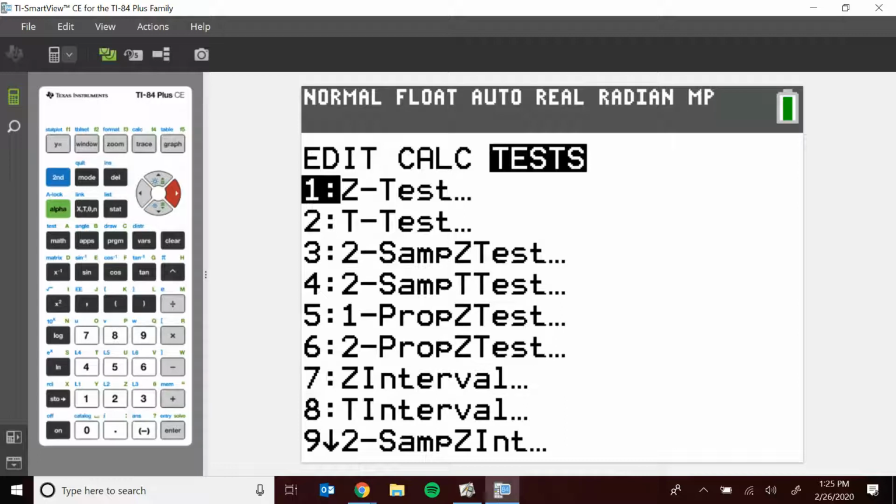I think number 6, a 2 proportion z-test. Now, FYI, what do you see number 5 is? A 1 proportion z-test. And what do you know about a 1 proportion z-test? We just already did that, and we did them by hand.